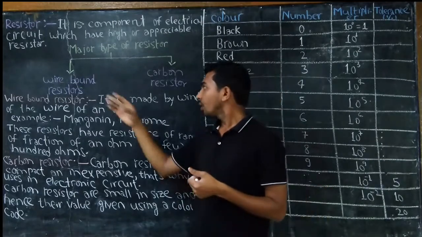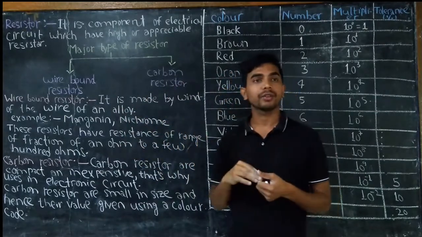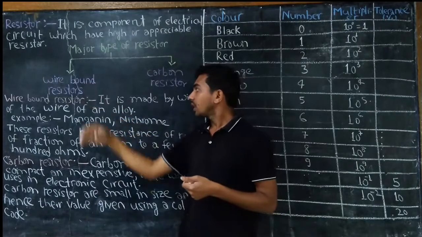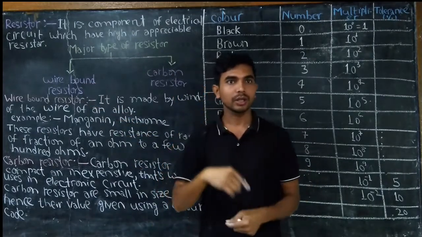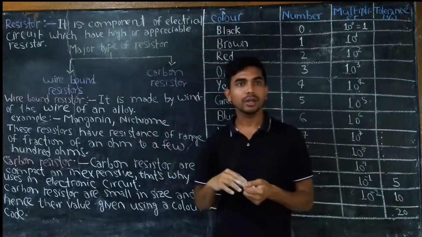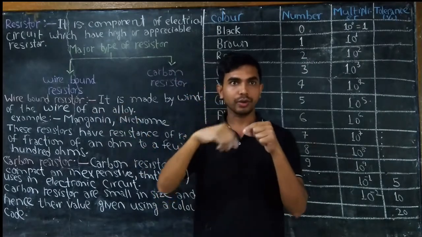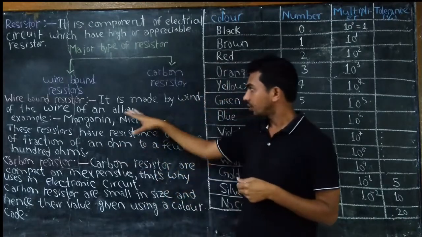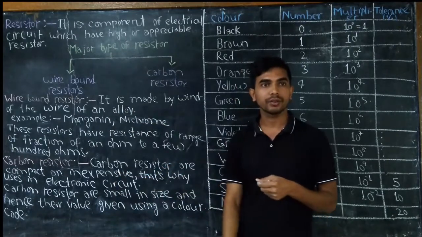The first one is the wire wound resistor, and the second one is the carbon resistor. The wire wound resistor is basically made up of lots of windings of a wire. Examples of this are manganin and nichrome. So this is the wire wound resistor, and another is the carbon resistor.